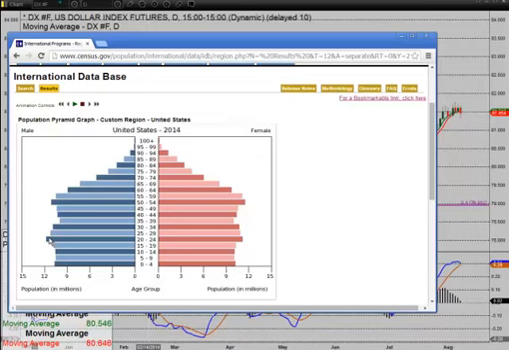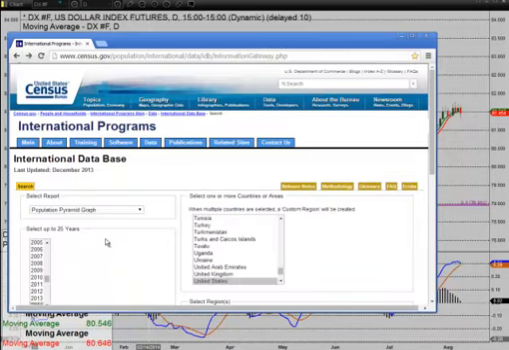Now, currency trading, it's all relative. To me, this looks like a healthy population pyramid in the United States. Let's take a look at Europe, because we're going to cover the euro next.